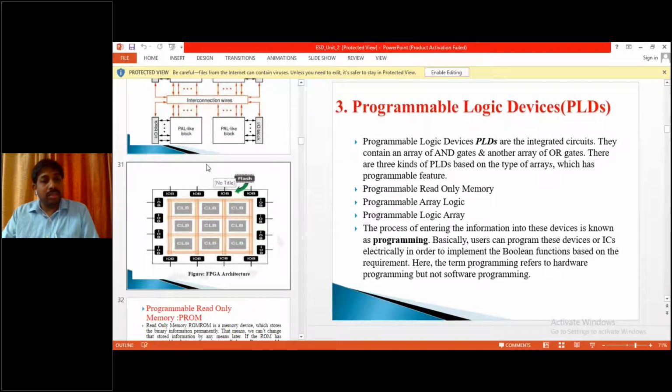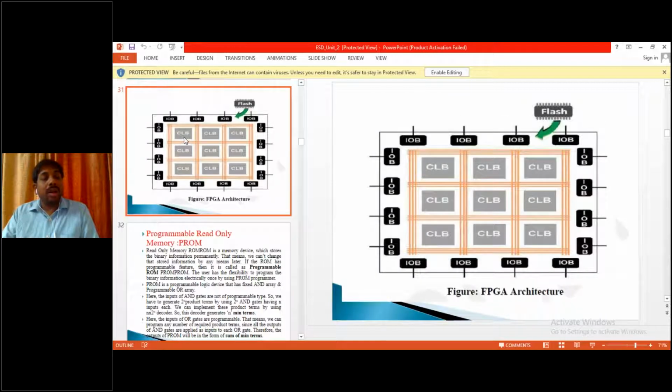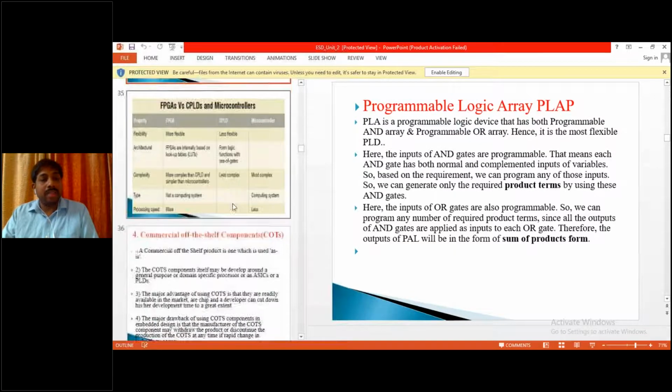This is the logic for a CPLD. All the PLDs are connected by interconnect wires, which are connected to the output or input pins through IO blocks. If you see this FPGA architecture, the design is available as configurable logic blocks, which are connected by a switch matrix through IOBs, input output blocks. These CLBs are connected to the external pins, and you can configure the external pins to act as either input or output. So coming next is ROM, PAL, and PLA, which we have covered in our previous classes.